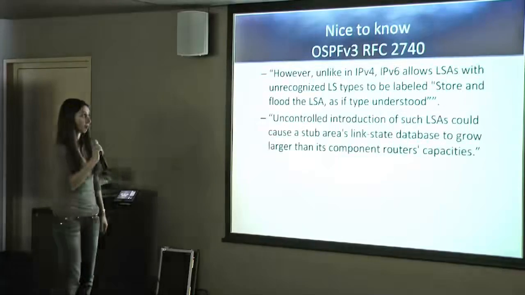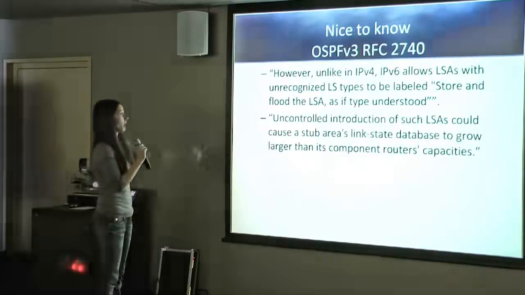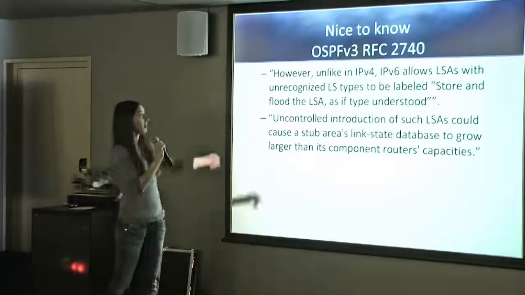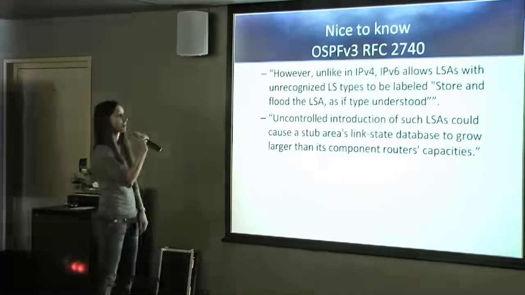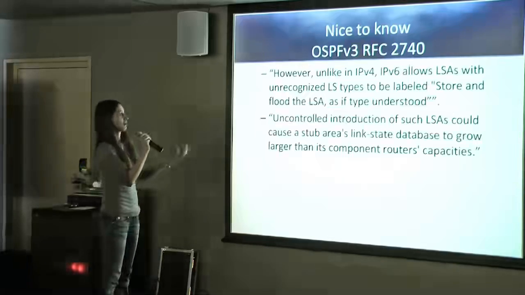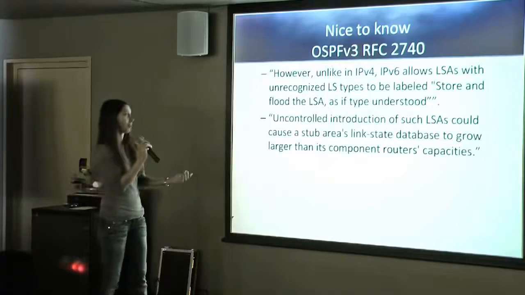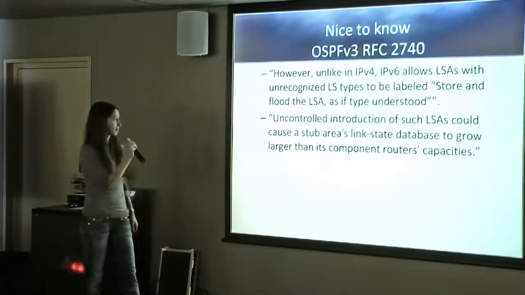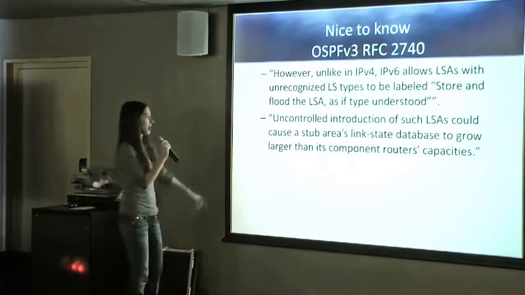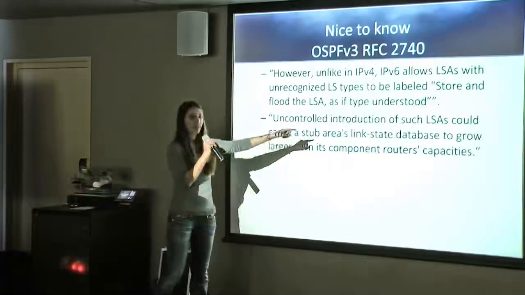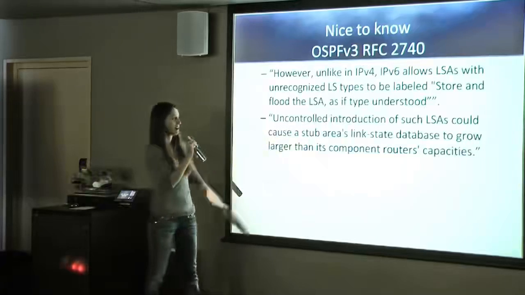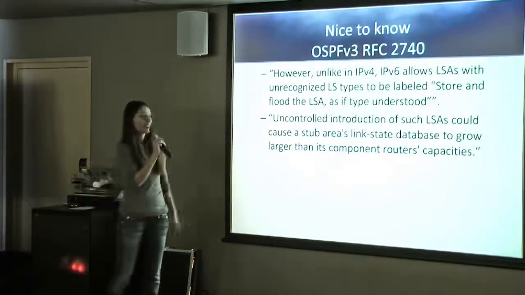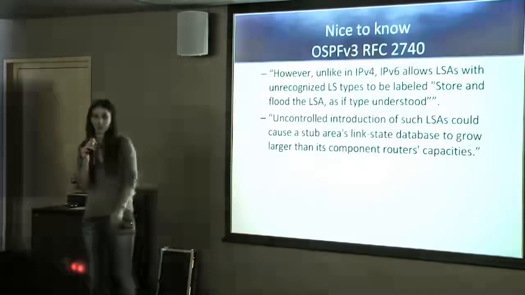And the RFC also says that, unlike IPv4, IPv6 allows LSAs which are unrecognized, so maybe we can just store it and flood it anyway. Or uncontrolled introduction of such LSAs could cause a stub area link state database to grow, and the router hasn't the capability to store it.